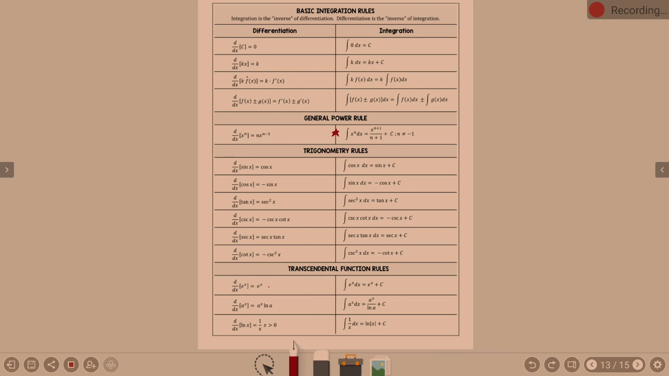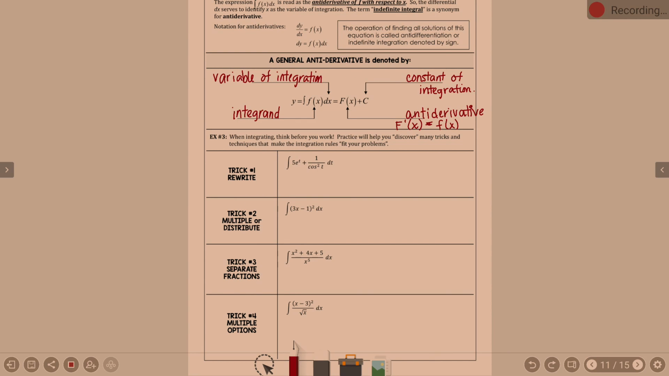Okay, let's go back. Why is it absolute value though?